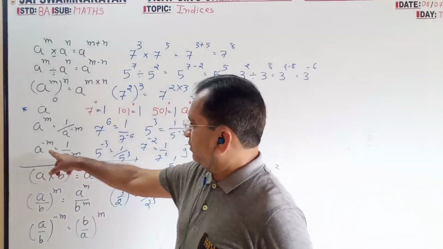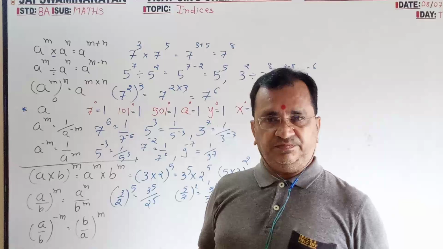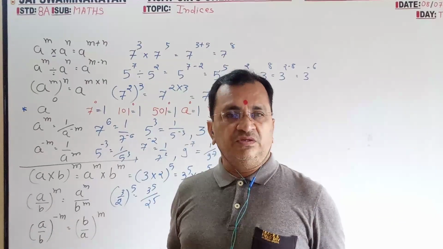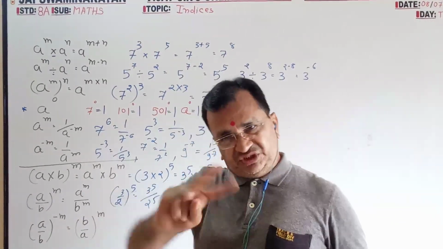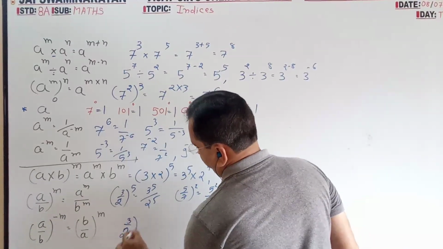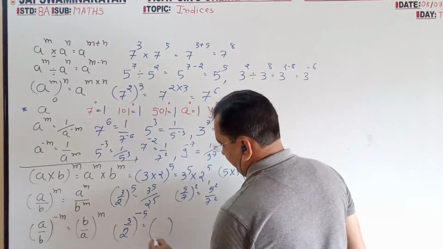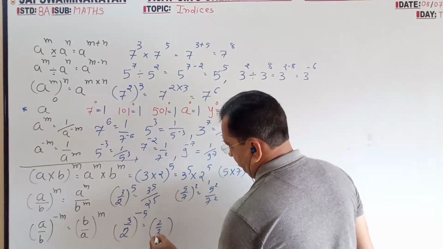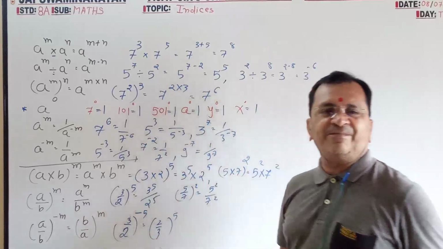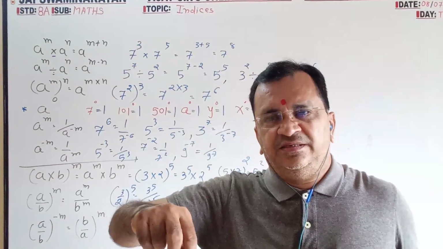Now here what you have changed: when you go from numerator to denominator, the sign changes. Here also that rule only, but see how we can show. 3 by 2 raised to minus 5. So you will write, interchange, 2 by 3 raised to 5. For the fraction, suppose you want to change the sign.